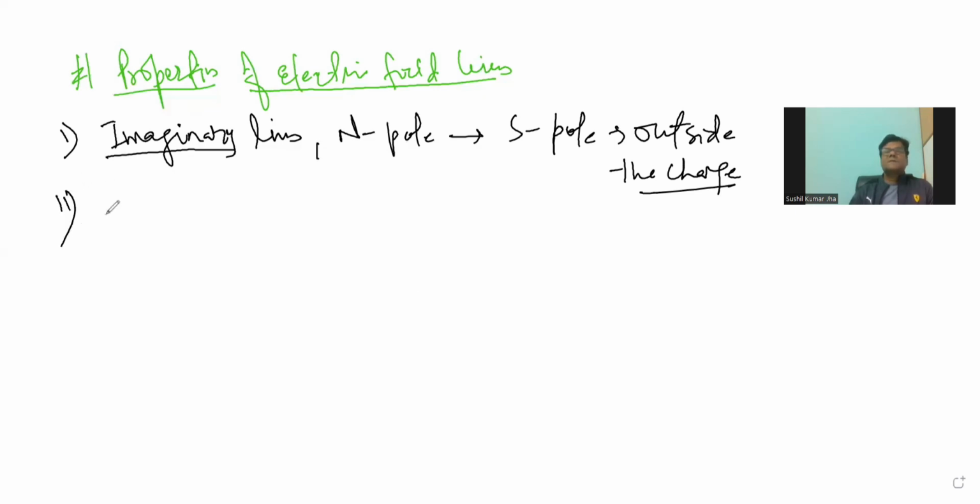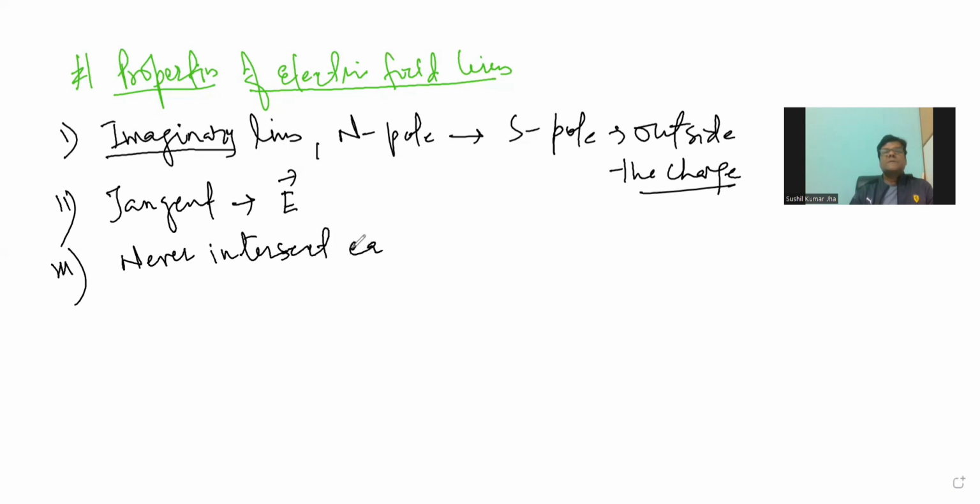Then second is, if a tangent is drawn on these curves, the tangent gives the direction of the electric field at that point. Then third is, they never intersect each other. Never intersect each other.